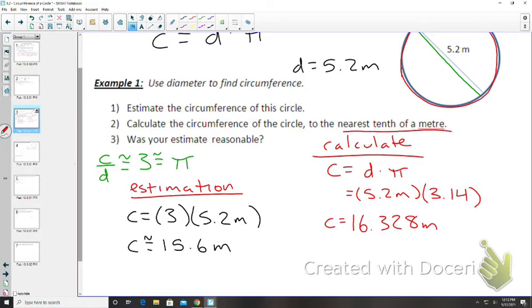And we need to round this to the nearest tenth of a meter. So our tenth spot is right here. So we need to look beside it. 5 or more, raise the score. 4 or less, let it rest. It is a 2, so we'll leave it alone. So circumference to the nearest tenth is 16.3 meters. Okay, so we were pretty close to our estimation. So this would be a quick way to check if you are indeed doing the calculation properly.